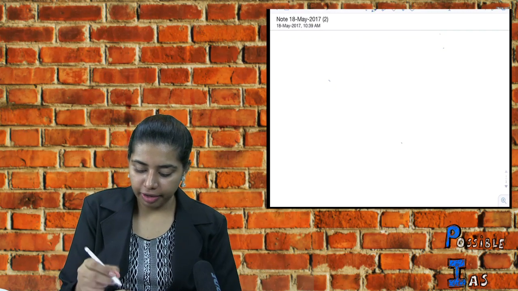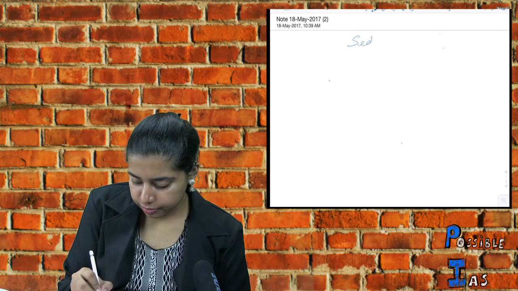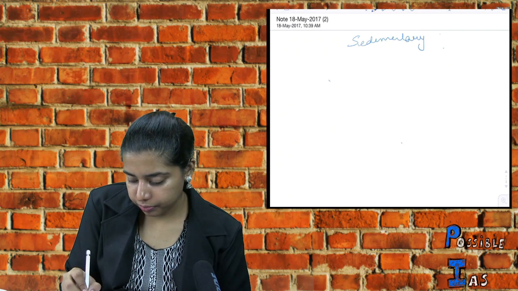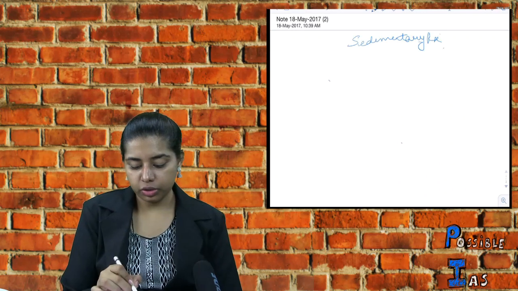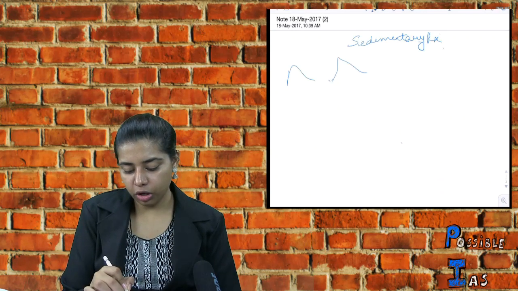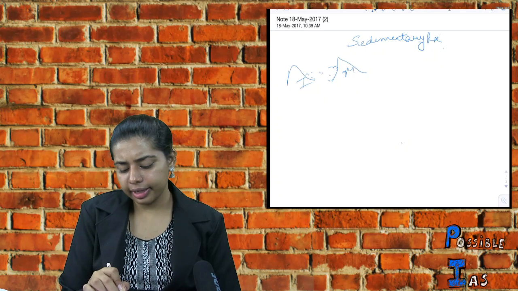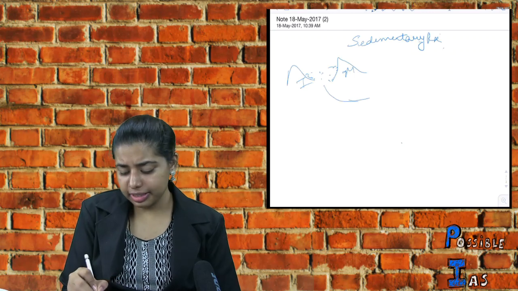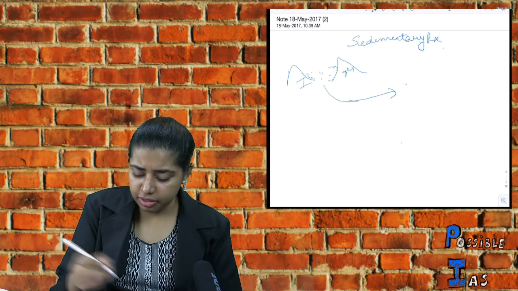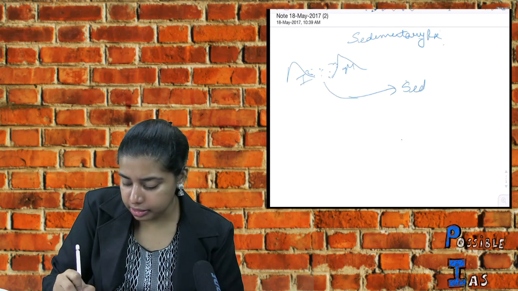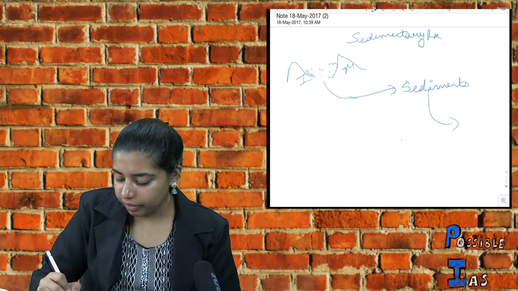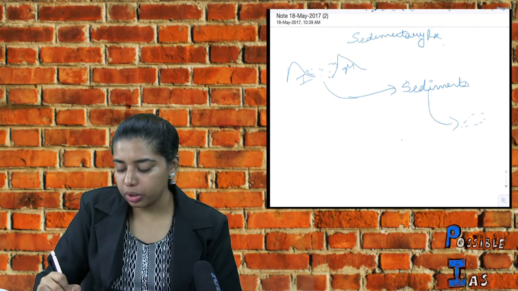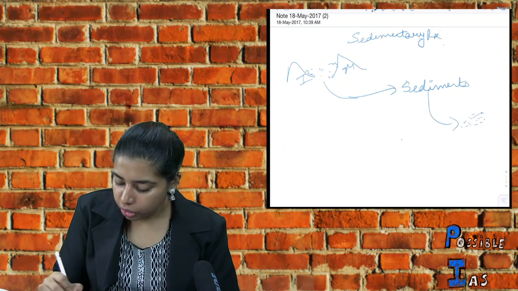Now lastly you have sedimentary rocks. With time there is wear and tear of rocks. So these igneous rocks and metamorphic rocks break, get weathered, get eroded, and are broken into finer particles, and these finer particles are known as sediments. These sediments go and settle somewhere else, and from there slowly with time they are compacted and form rocks.